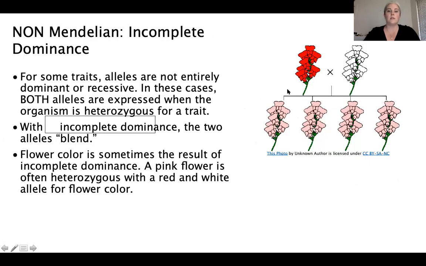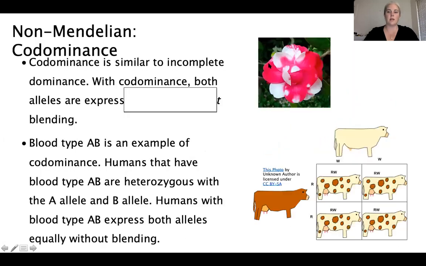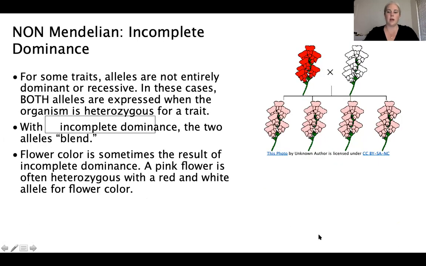Okay, so this is another one kind of like codominance. So incomplete dominance is going to be with these snapdragons right here. So you have a red snapdragon, and let's say that the genotype is going to be big R, big R. You have a recessive snapdragon, and so white snapdragon is homozygous recessive, so let's say that's little r, little r. You cross those two together, and all of the genotypes of these offspring should be big R, little r. Should be 100% heterozygote, okay?